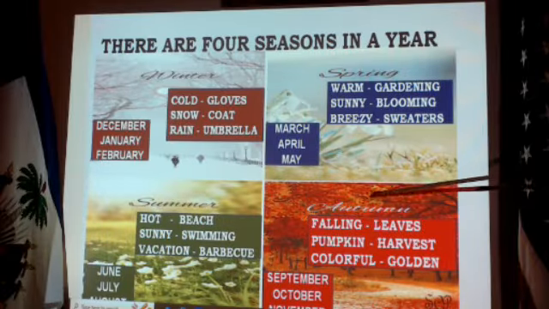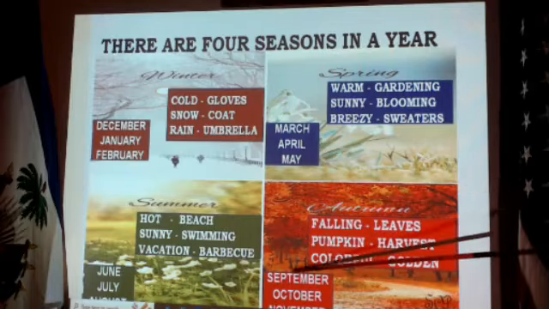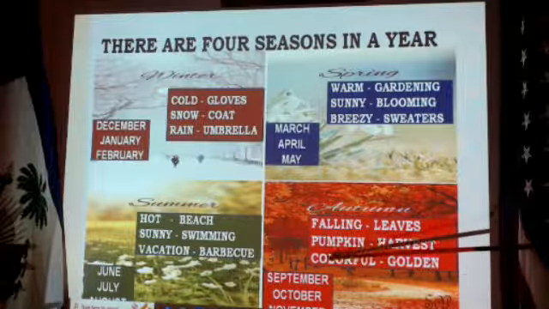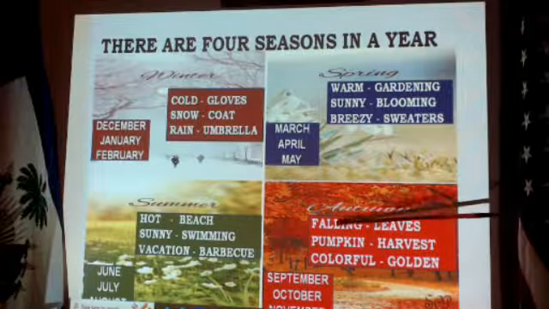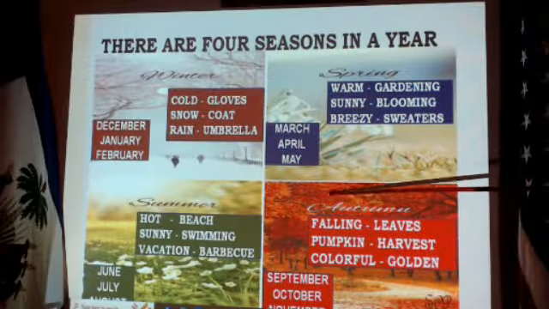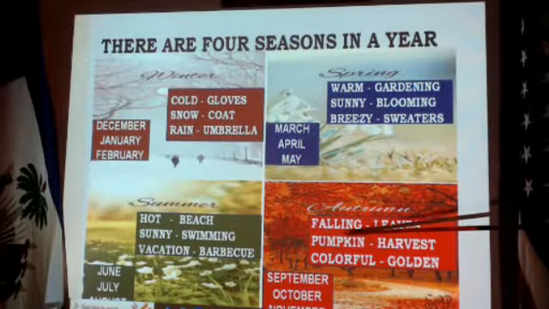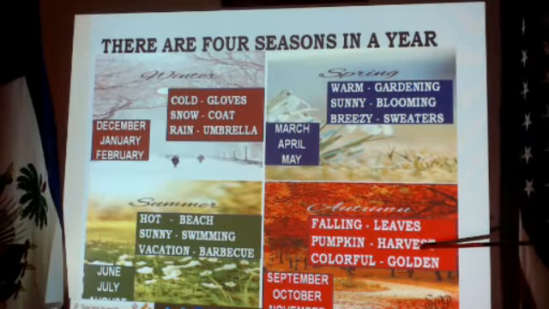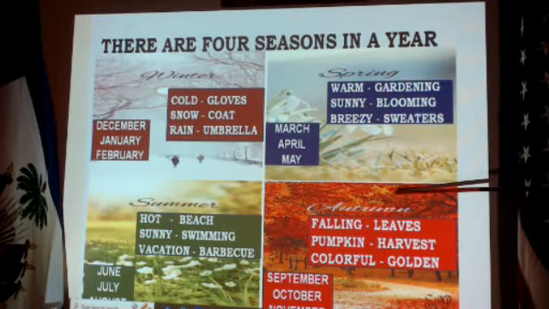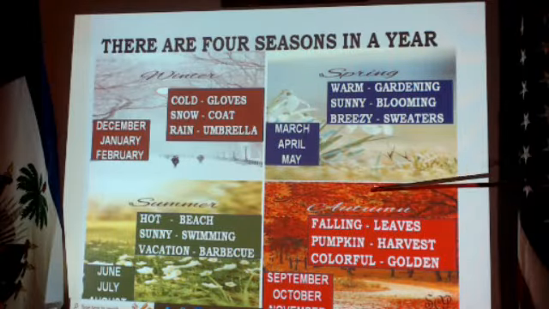Autumn. Autumn, it is falling. 3 months: September, October, November. Falling, you see, the leaves fall. Oh, beautiful. That's so cool. I love it. Pumpkin, harvest, because in October we're going to have Halloween and everything else. Colorful, very colorful, right? Golden.